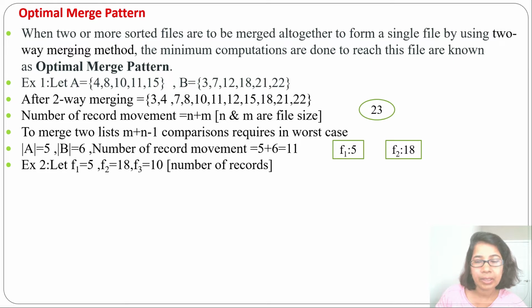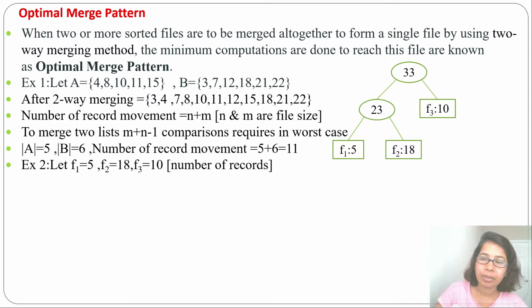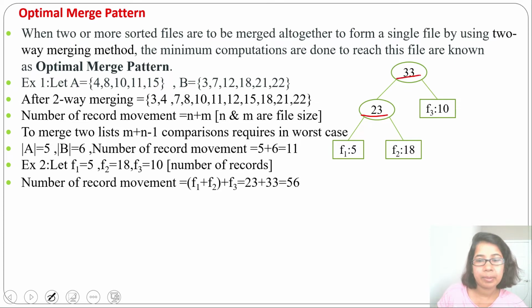Next, this 23 I'll merge with F3. Now the new file will contain 33 records, 23 plus 10. Total number of record movement equals 23 plus 33, it's 56. Is this the only way to merge? No, there are different patterns possible. First we can merge F1 with F3, then with F2. We can merge F2 with F3, then with F1, like this.